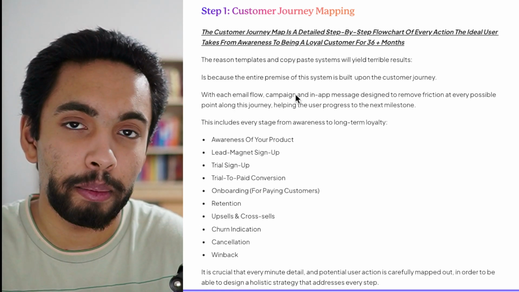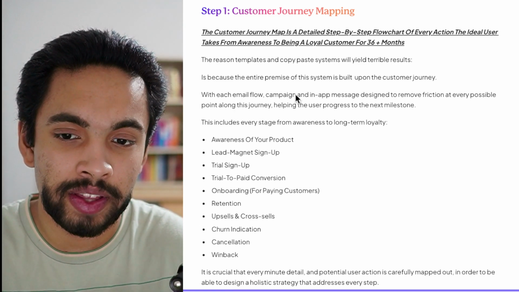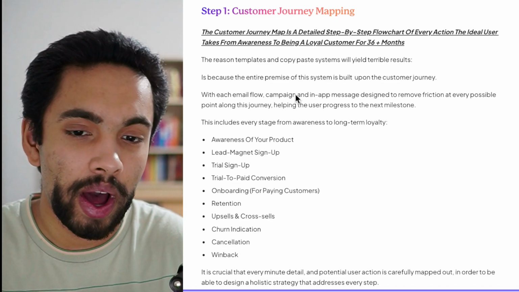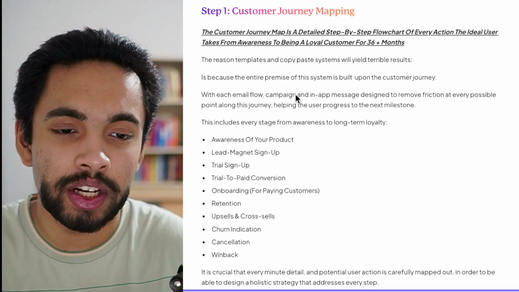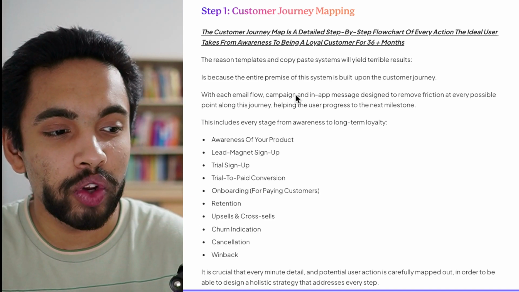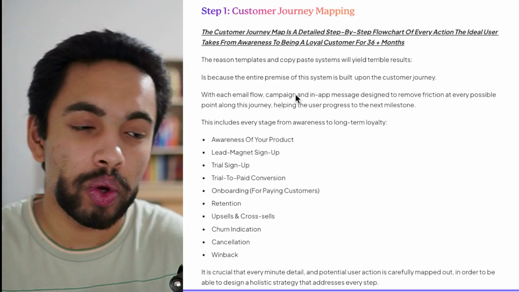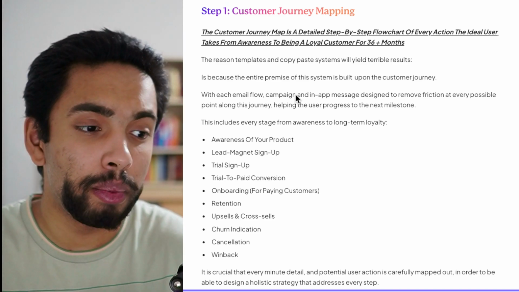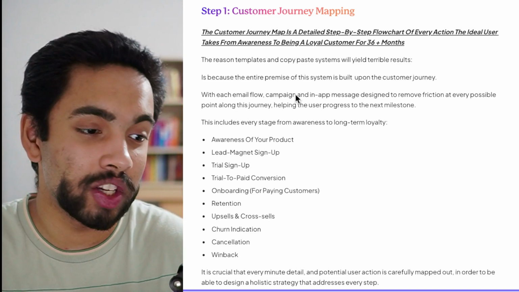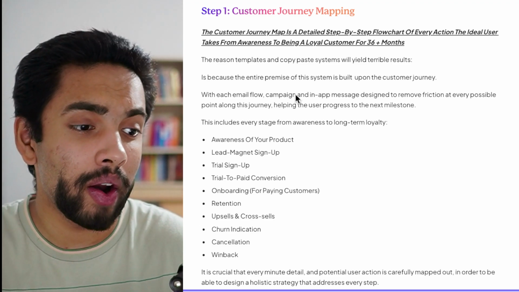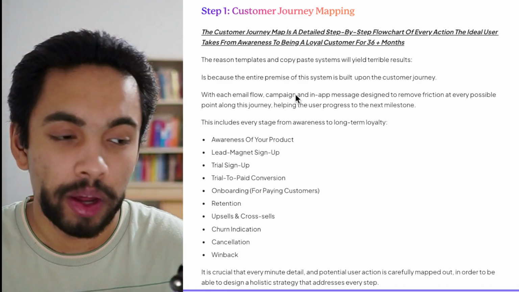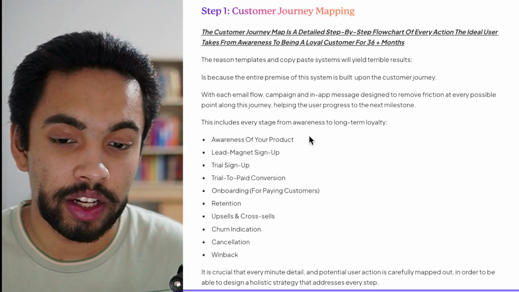So the reason templates and copy-paste systems yield terrible results in this is because the entire premise of the system is built upon the customer journey, where every single email flow, campaign, in-app message is designed to remove friction at every single point along the customer journey. And essentially, if you just take this and copy and paste it and expect to see results and try to compare your company with other SaaS companies, you're going to have different customer journeys, and therefore it is not going to work. So it's important that you carry out this process specifically for your company and you don't use copy and paste templates. So what are the stages of the customer journey that this actually goes ahead and targets?